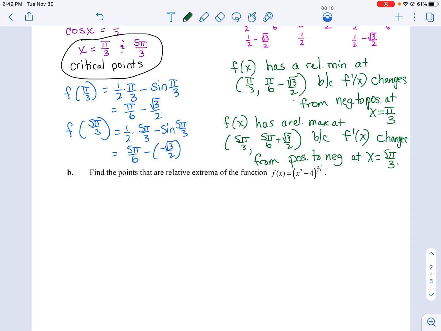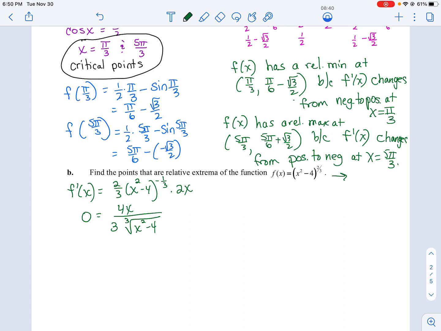Find the points that are relative extrema of the function f of x equals (x² − 4) to the 2/3 power. So let's find the derivative. Bring down the power, decrease the power by 1, and then I have to apply the chain rule. So this is going to be 4x over 3 times the cube root of x² − 4.